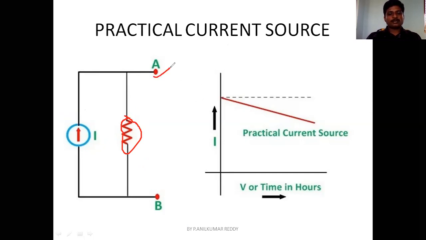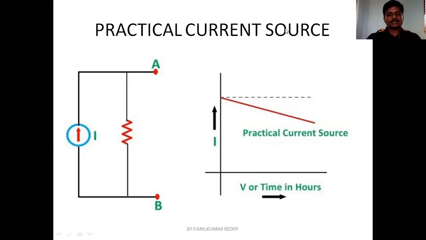Suppose you connect a load across the terminals A and B. What will happen is, as we keep on increasing the load voltage, the current supplied by the source will be reduced. At one point, the current supplied by the source will become zero. Okay, and this dotted line represents the VI characteristic of an ideal current source. So this is the VI characteristic of a practical current source.